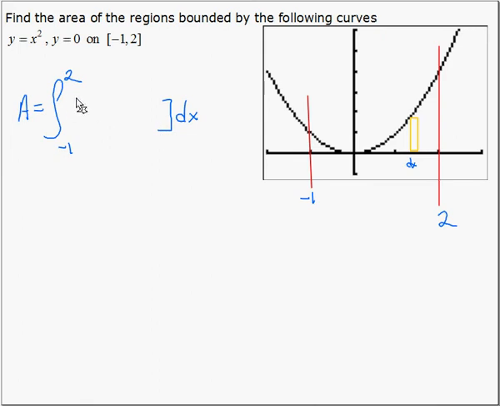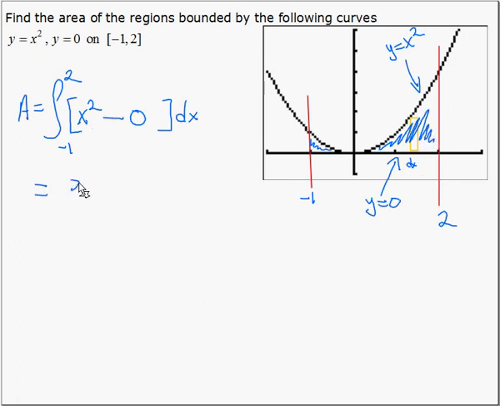Now we need the height of the rectangle. The height of the rectangle is always the top curve minus the bottom. And that's why we want it to stay the same the whole way through, so that we always have the same top curve and the same bottom curve. So the top curve here is this one, which is y equals x squared. We have dx, so we need x's, so x squared is good. The bottom curve is the x-axis, or y equals 0, so minus 0. And that is the integral that represents the area that we are trying to find in here.